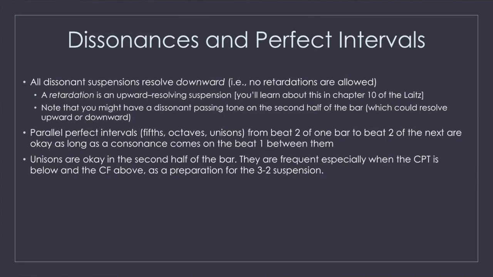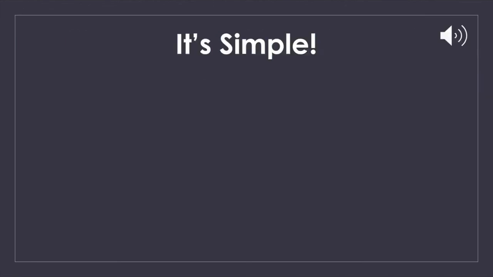Unisons, I mentioned, they're okay in the second half of the bar. They're frequent, especially when the counterpoint is below and the cantus firmus is above, as a preparation for the 3-2 suspension. We actually did see an example. Unisons are always okay at the very end and the very beginning. We saw an example where there is a unison, I thought, in the first half of the bar, but maybe I'm wrong about that. You can go back and watch the video and see if you're curious.